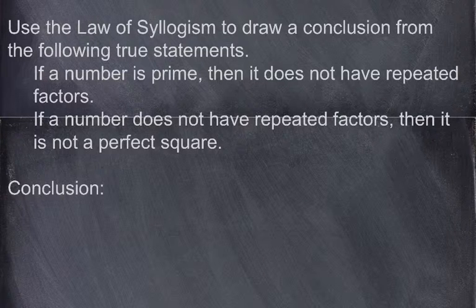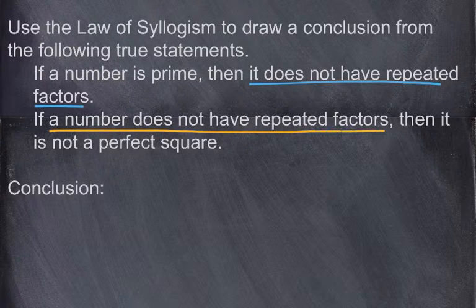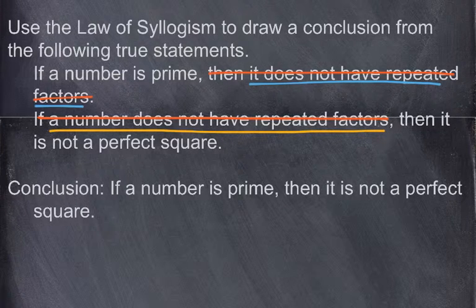With the law of syllogism, what you're looking for is a conclusion that has the same wording as the hypothesis of another sentence. So what we can do is cross these out. Basically, these cross each other out. A conclusion and a hypothesis that are the exact same will cancel each other out. Notice what we're left with. We're left with, if a number is prime, then it is not a perfect square.